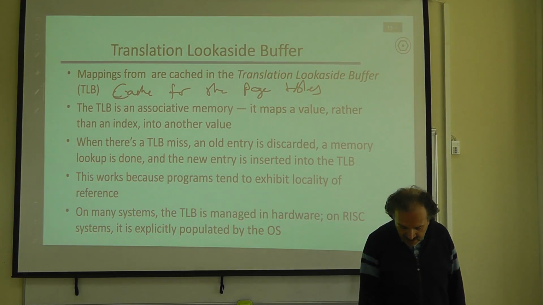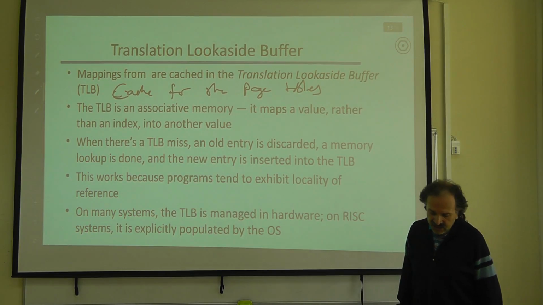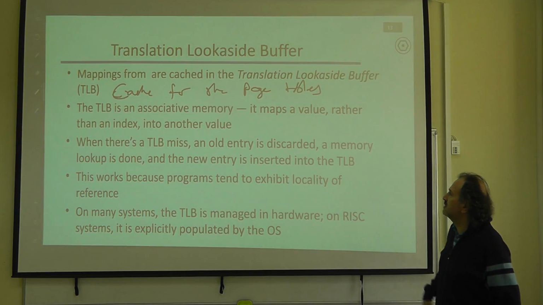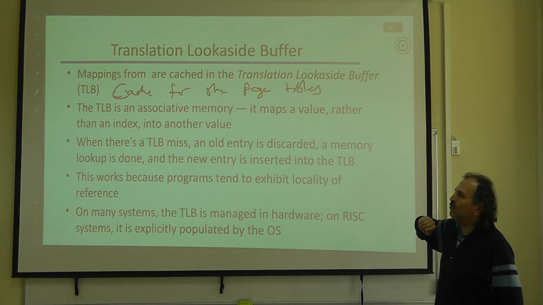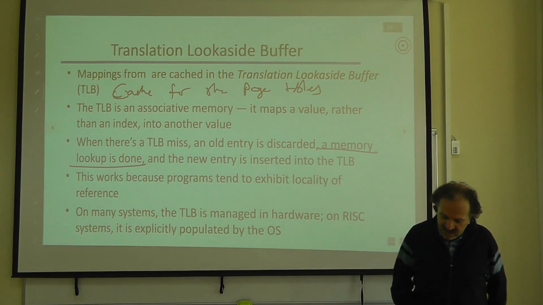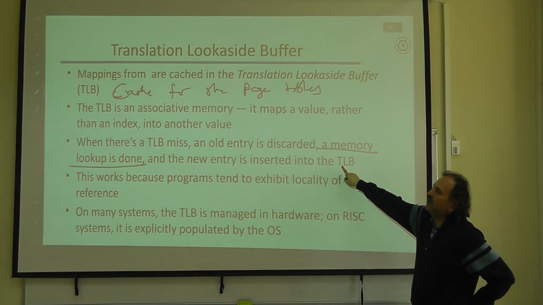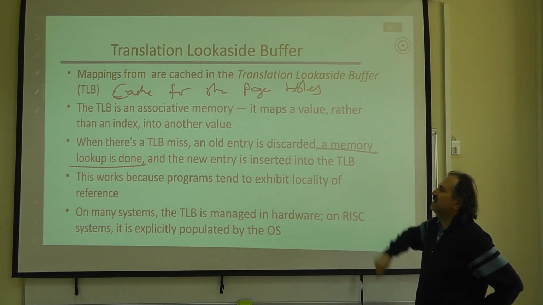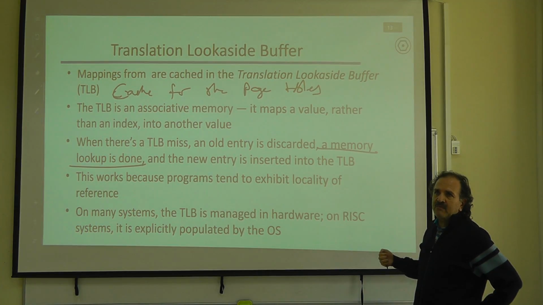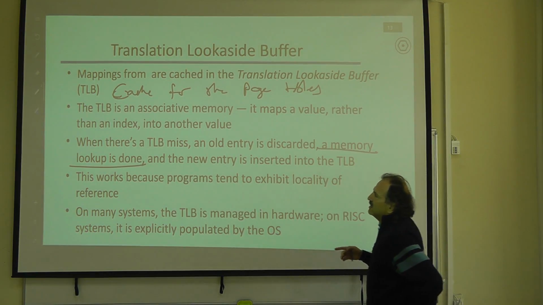If there is a TLB miss, that means that my table entry is not in the TLB cache. Then an old entry is discarded. A memory lookup will be done. This will be expensive, and the new entry is inserted into the TLB. So again, this is the same as a cache miss. We won't have that many cache misses. Most of the time, whatever I am looking for would be inside the TLB.